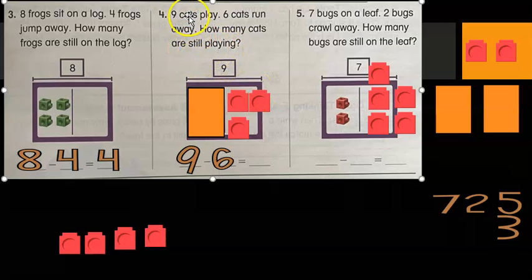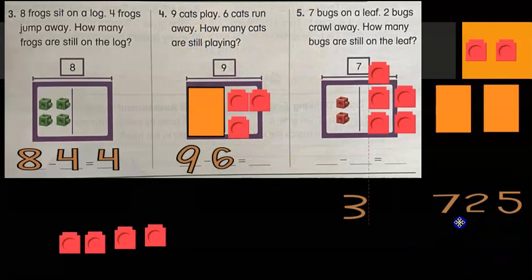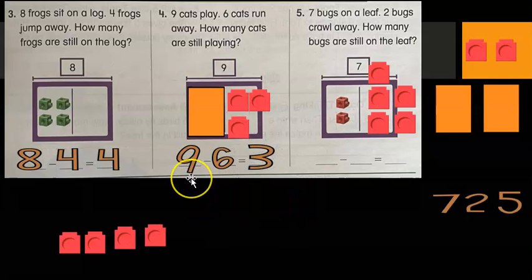So first graders, 3 cats are still playing, okay? Because 9 cats, they were playing together, but 6 cats, they ran away. Therefore, 3 cats are still playing together. So Mr. Begay is going to grab 3. Let me put it there. So here is our subtraction equation. 9 minus 6 equals 3, okay?